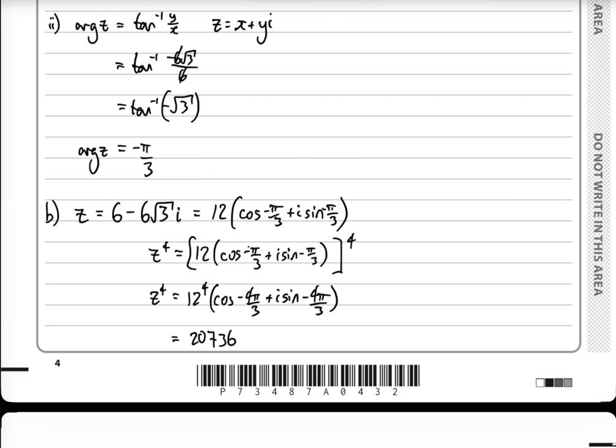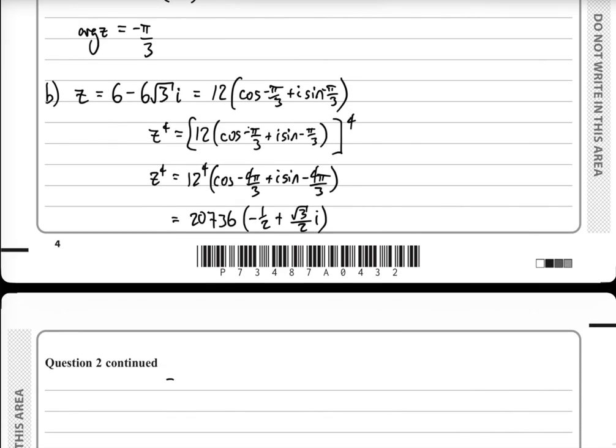20,736. But having said that, cosine of minus 4 pi by 3, my calculator tells me is minus a half. And the sine of that is root 3 over 2. So you could argue minus 10,368 plus 10,368 root 3 i is a better format. For an exam, write down all three that I've got there.